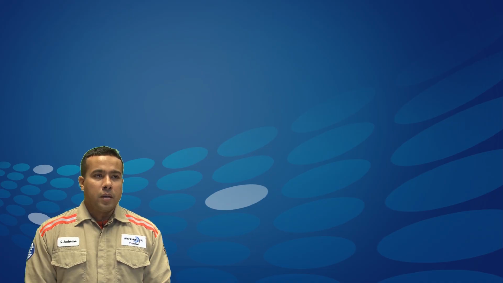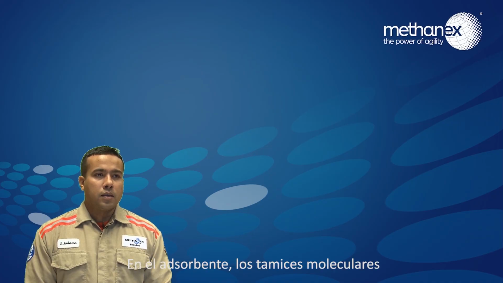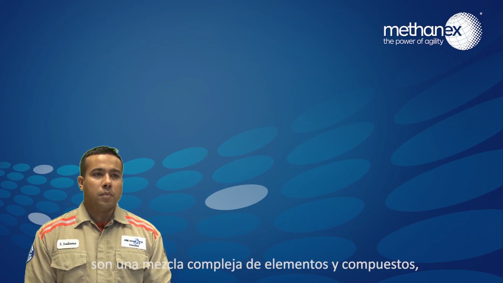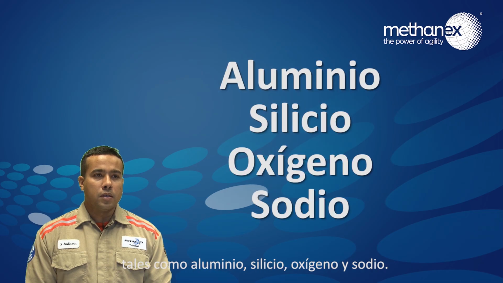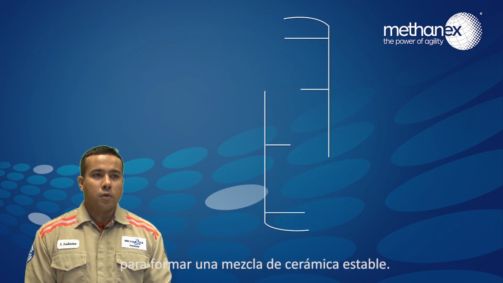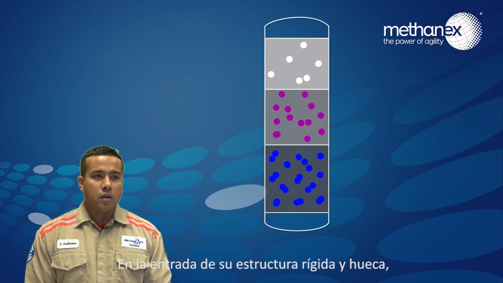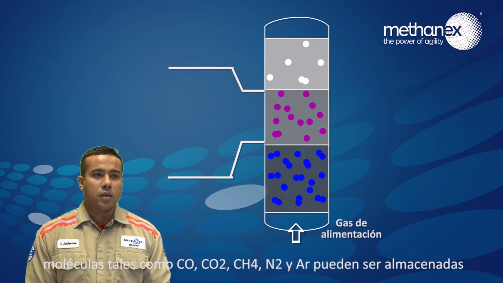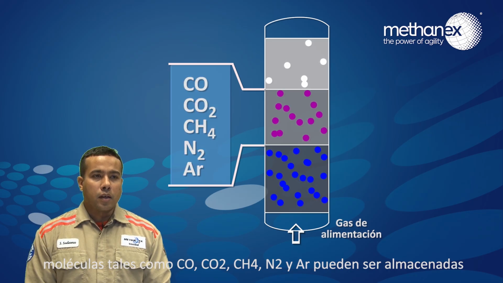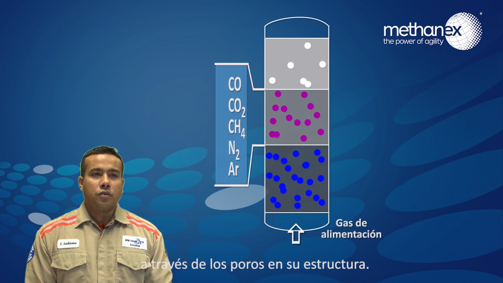An overview of the PSA: the absorbent molecular sieves are a complex mixture of elements and compounds such as aluminum, silicon, oxygen, and sodium. These elements are combined to form a stable ceramic mixture, with a rigid hollow structure, where molecules such as carbon monoxide, carbon dioxide, methane, argon, and N2 can be stored through the pores on the structure.